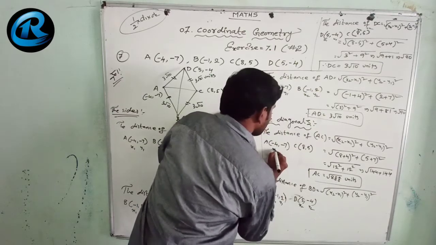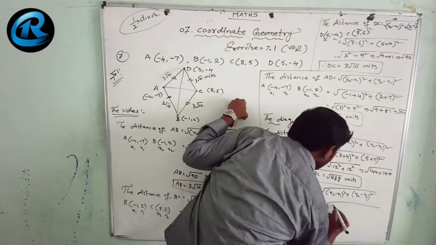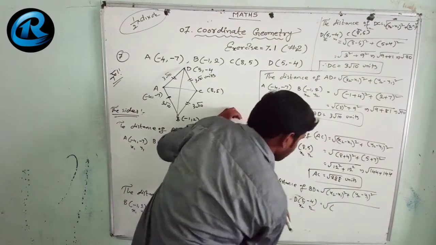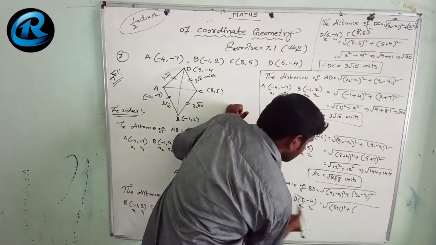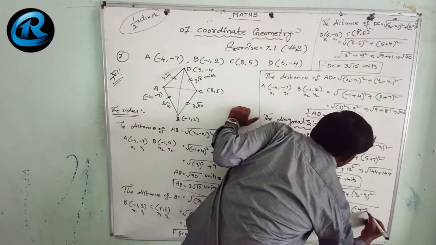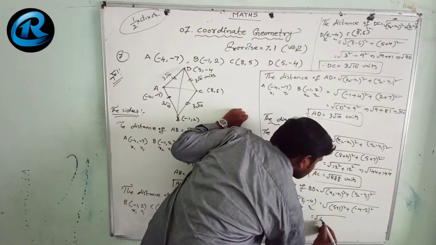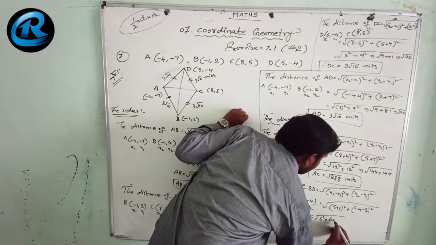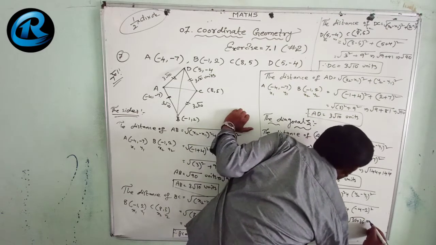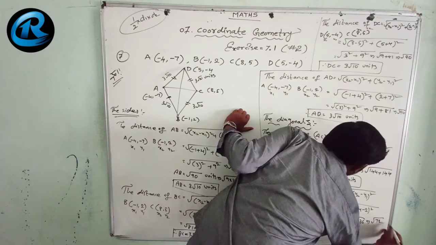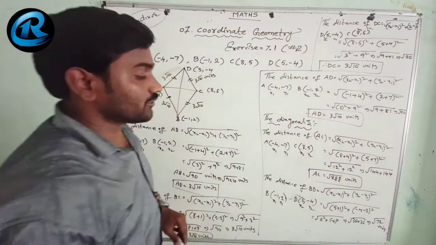Here is x1 y1, x2 y2. Write it at each place. Under root of x2 value 5 minus of minus 1 plus 1, so 5 plus 1 whole square plus y2 minus y1, minus 4 minus 2, minus 2 whole square. That is equal to, see now, 5 plus 1 is 6 square plus minus 6 whole square, that is equal to 36 plus 36, that is equal to under root of 72 units.